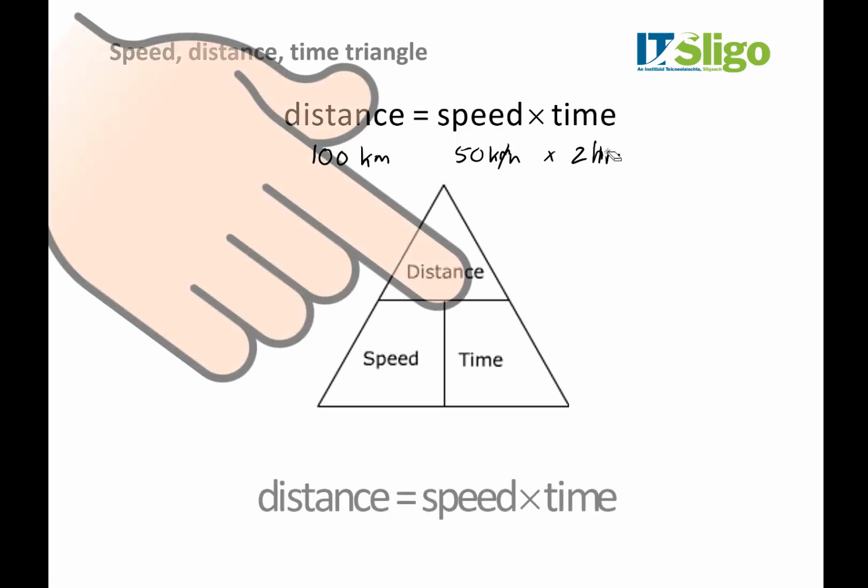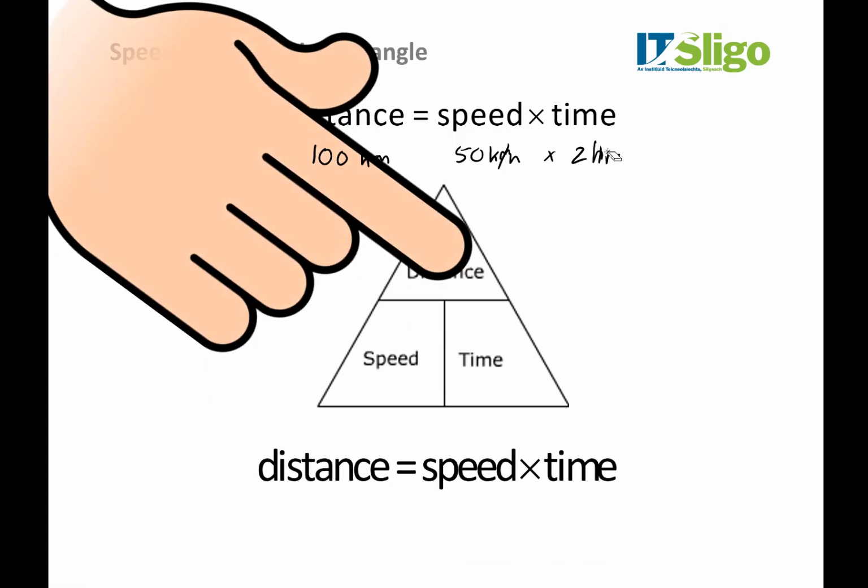So, say if we wanted to work out the distance, we didn't know the distance. Well, the distance is speed by time. So it's 50 kilometers per hour multiplied by 2 hours. The hours will cancel. We multiply. So we'd be able to work out the distance was 100 kilometers.